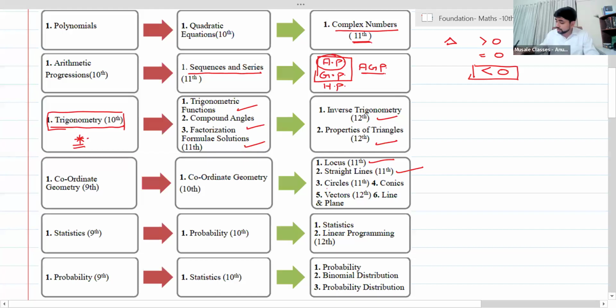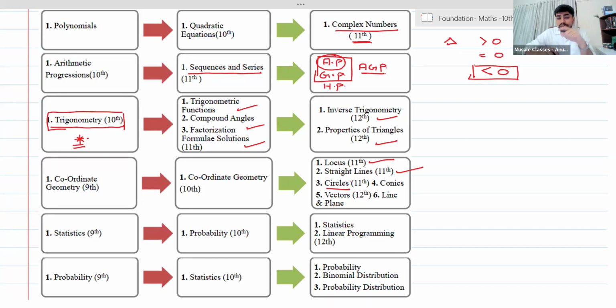Then in 11th itself, we again study circles. Now, the circles that we are studying in 10th standard and the circles that we are studying in 11th standard are very different. In 10th standard, you're studying about properties of circles and areas related to circles. In 11th standard, circles is different. It's very different.